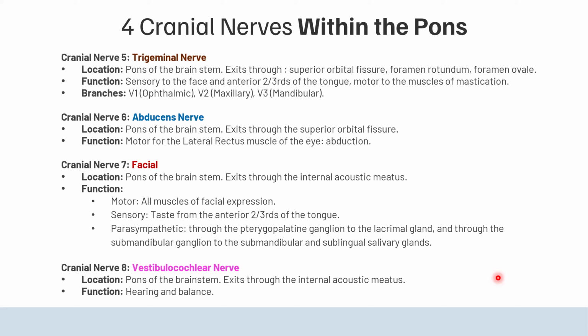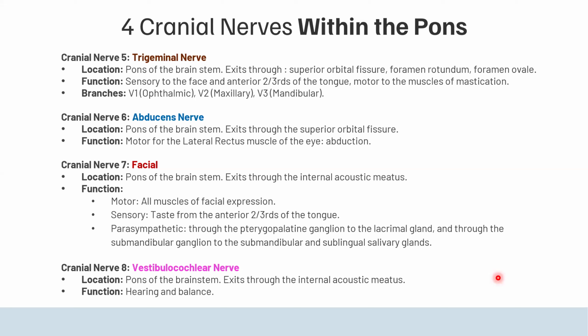Next up, we have our facial nerve. The facial nerve is once again within the pons. It exits through the internal acoustic meatus with the vestibulocochlear nerve. And this nerve is just select all. It has motor, it has sensory, and it has parasympathetic. It went basically to the trigeminal.